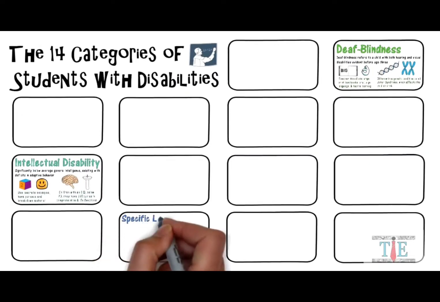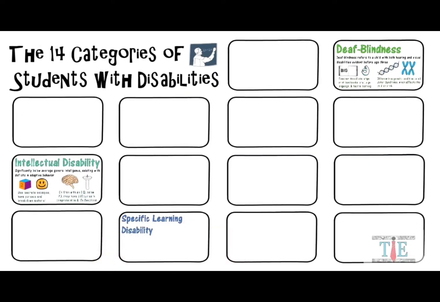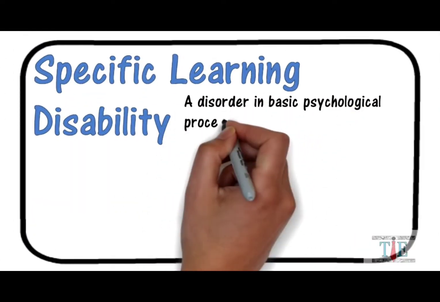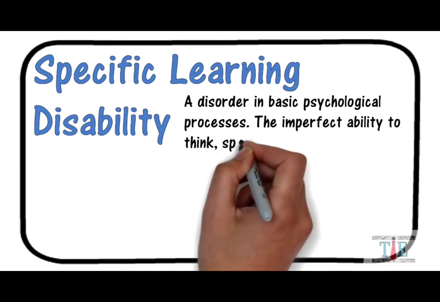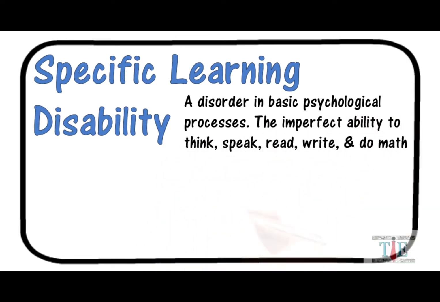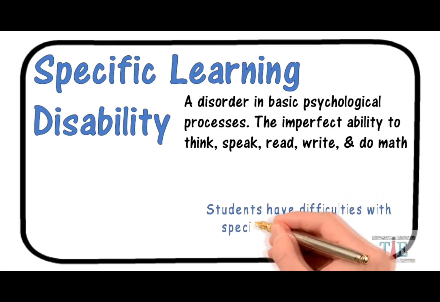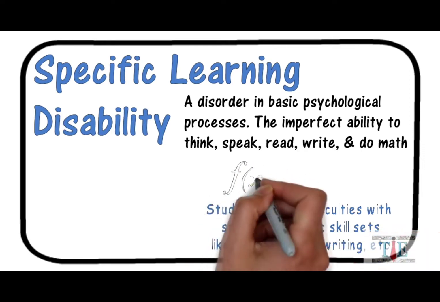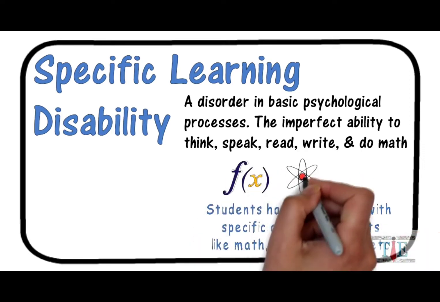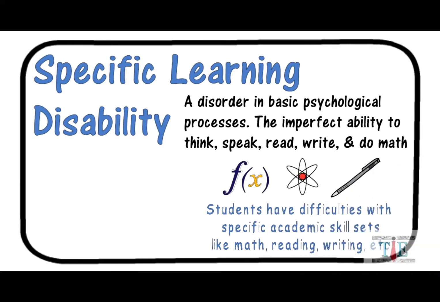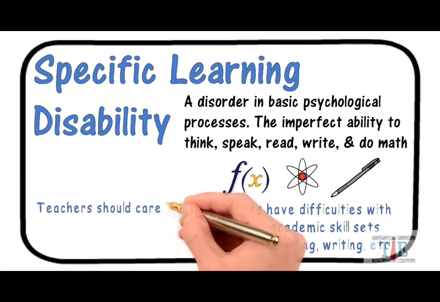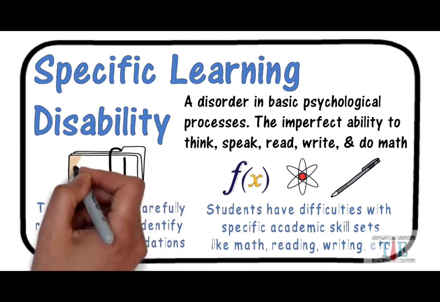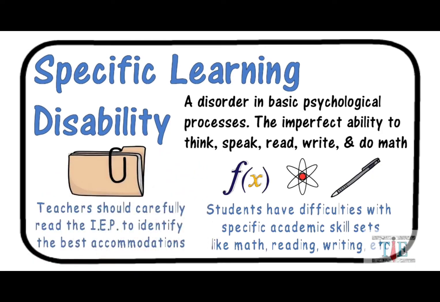Now, next up, specific learning disability. Specific learning disability can be defined as a disorder in basic psychological processes and the imperfect ability to think, speak, read, write, and do math. Students have difficulties with specific academic skill sets like math, reading, writing, etc. Students may struggle processing information in one subject or skill set as opposed to another skill set. Teachers should carefully read the IEP to identify the best accommodations for these students. Teachers should really study a student's strengths and weaknesses, which are found in their IEP.